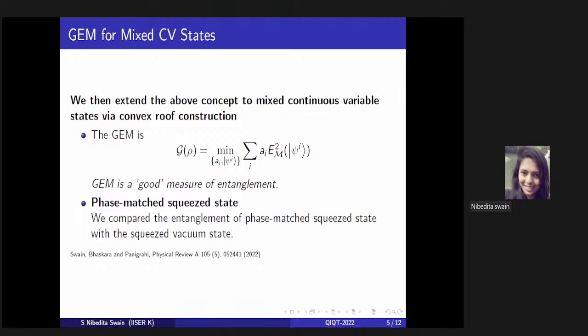We also showed the entanglement of the photon-added squeezed state. We compared the entanglement of the photon-added squeezed state with the squeezed vacuum state, and we proved that the squeezed vacuum state is more entangled than the photon-added squeezed state.